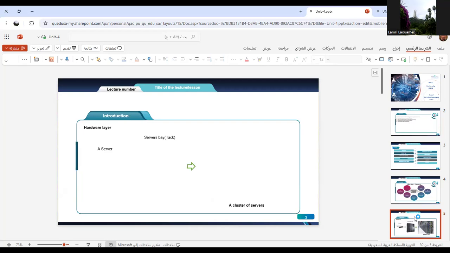So, before talking about the hardware layer in any cloud computing, it's advisable to make a reminder about the OSI model or the OSI layers. The architecture of a network is defined by the set of layers and the description of the protocols and services of each of them.